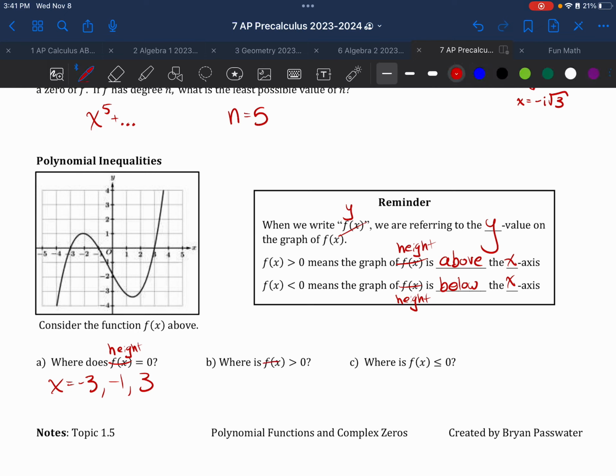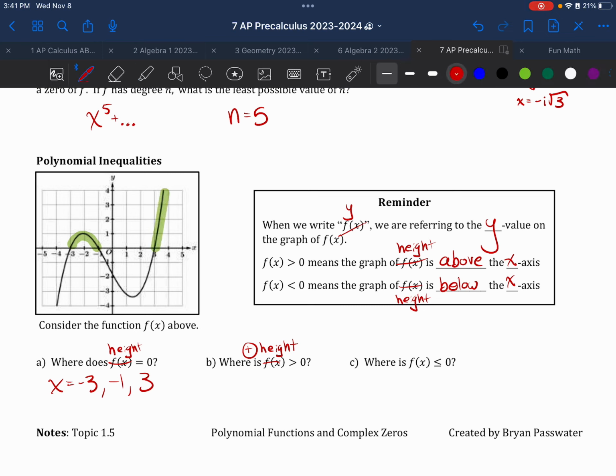This f of x, I'm going to rewrite this as height. Where do I have a height that is greater than 0? Where do I have a positive height? And I want to write this in pen. A positive height is only in these highlighted regions right here and right here. That's where we are above the x-axis.